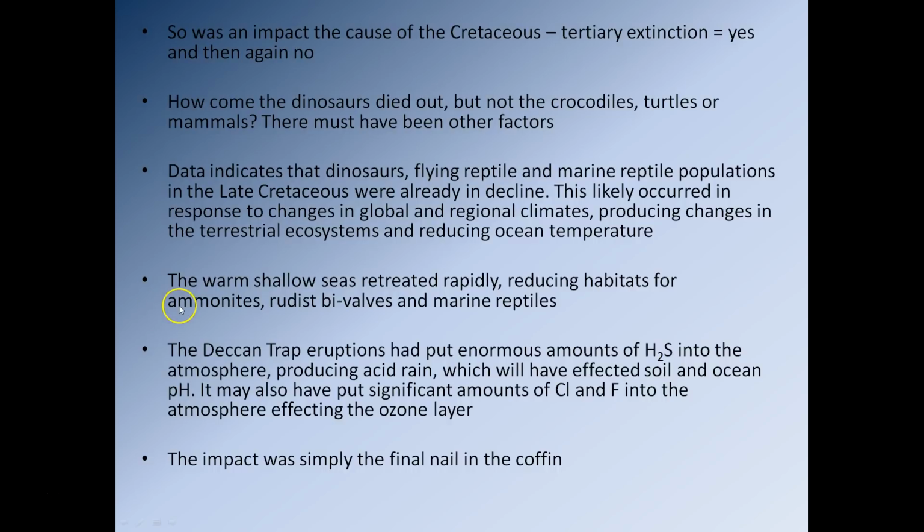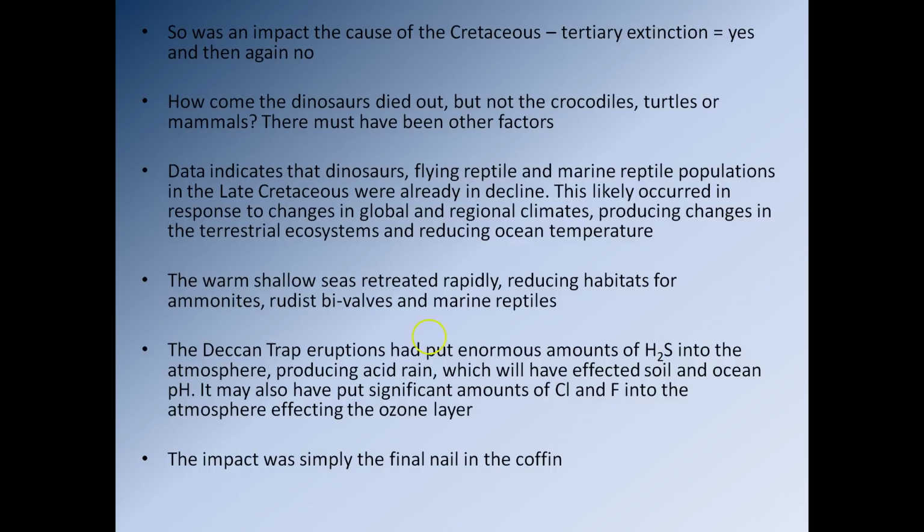So we also see the warm, shallow seas of the Zuni transgression begin to retreat, and this essentially reduces the habitats for animals like ammonites and bivalves and marine reptiles, which have been living in these nice, shallow, warm seas, which are full of life, full of stuff to eat, and then all of a sudden these warm, shallow seas begin to disappear, and the food source is gone. And so we begin to see the numbers of ammonites, rudists, and marine reptiles collapsing.